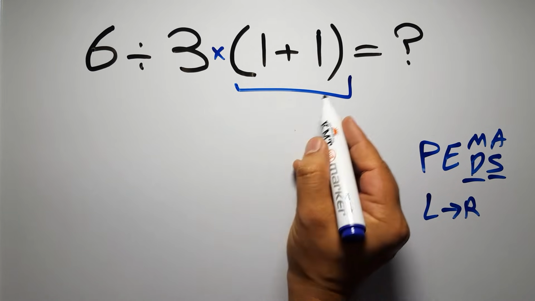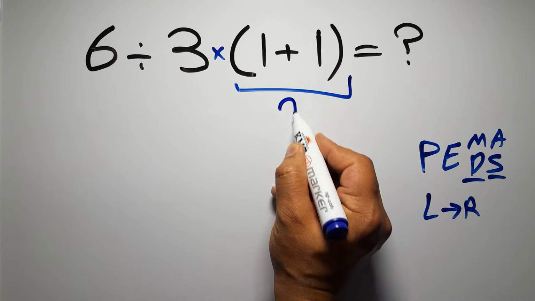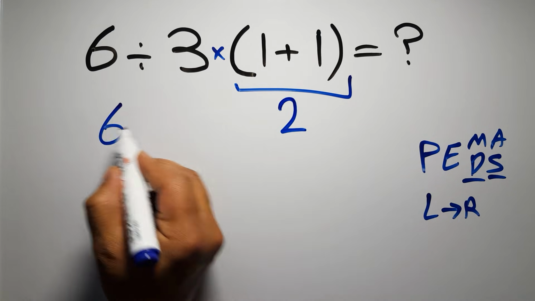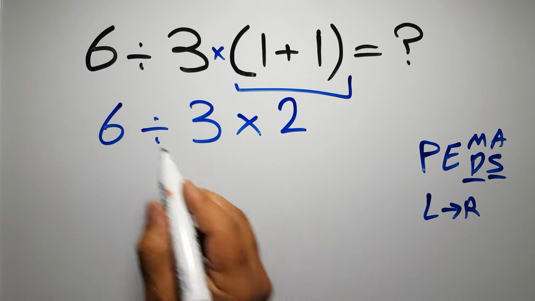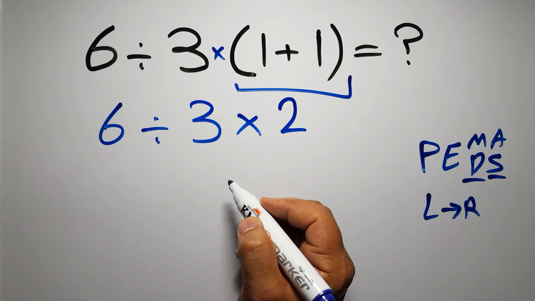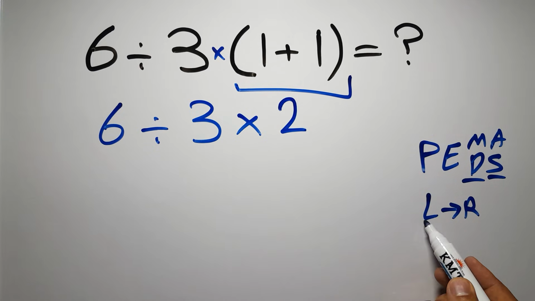So first this parenthesis. Inside this parenthesis we have 1 plus 1, which equals 2. So 6 divided by 3, then times 2. Now we have one division and one multiplication. As I said, multiplication and division have equal priority and we have to work from left to right.